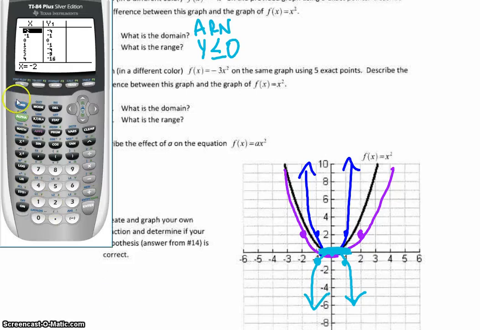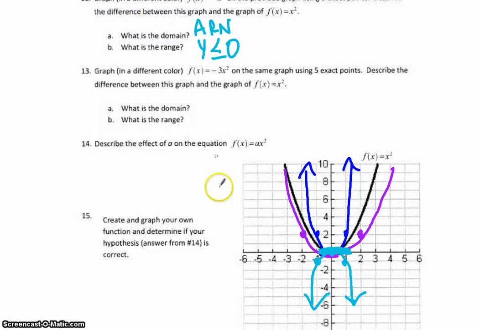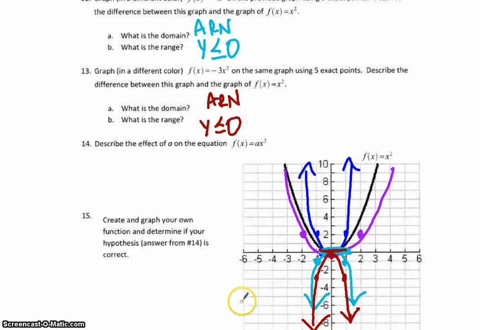Okay, now they want you to do negative 3x squared. So y equal negative 3x squared. Go to your table, and we've got negative 1, negative 3, 0, 0, and 1, negative 3. So it looks something like this. Domain is still all real numbers. How low does it go? It goes forever down. So we're going to start with y is less than or equal to, your high point is 0.